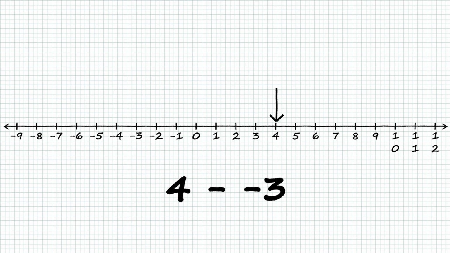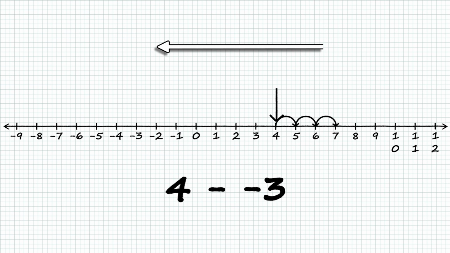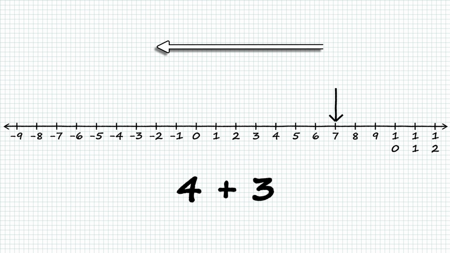For my last trick, let's try 4 take negative 3. Start at 4, subtracting, so face left. Number is negative, so move backwards 3. Answer 7, which is the same as 4 plus 3. In other words, the principle of subtraction being addition of a negative number still works and leads to the conclusion that negative 3 is just positive 3. Wow!